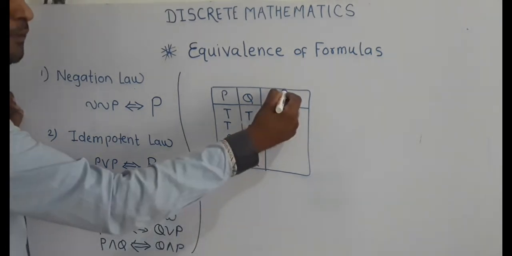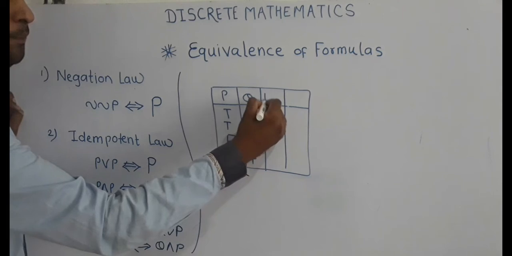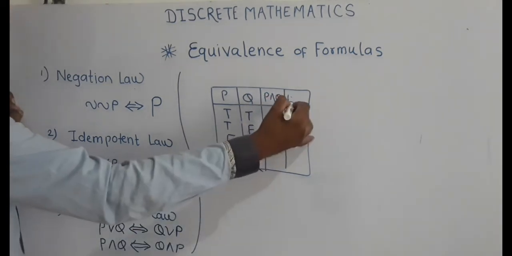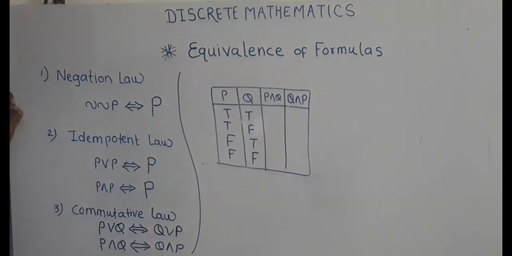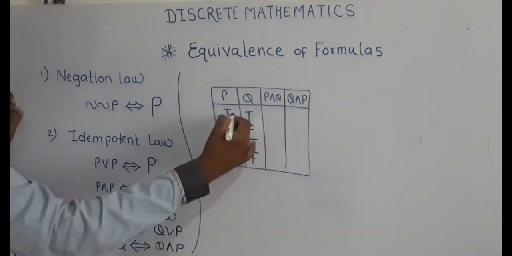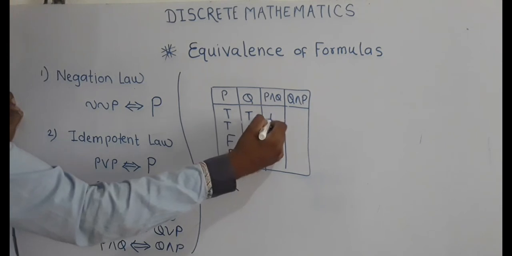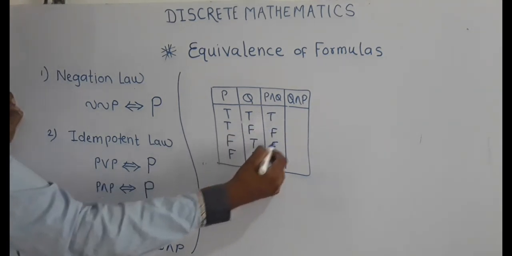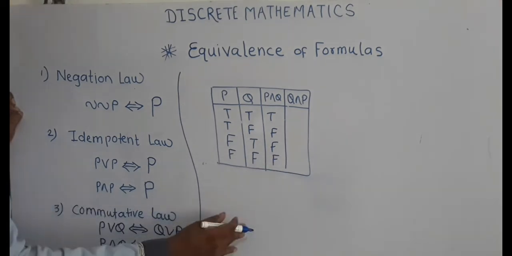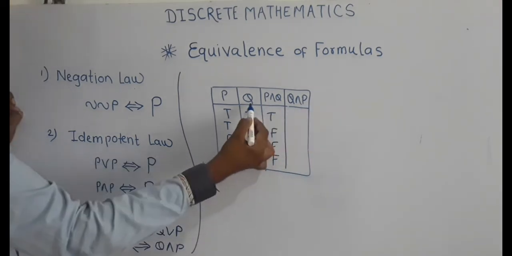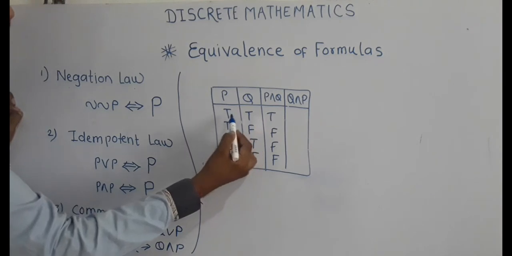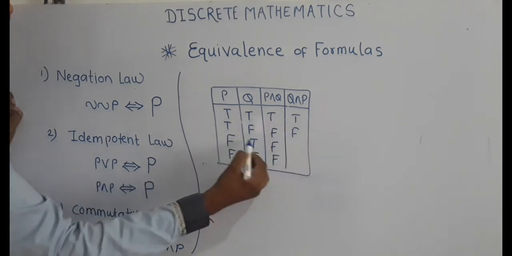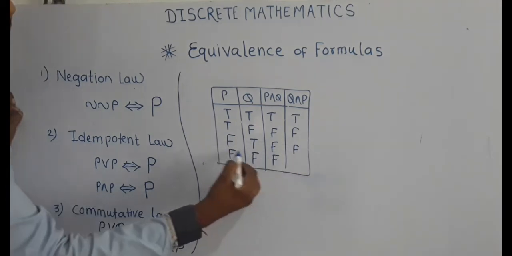Now first we will find out P and Q, second we will find out Q and P. The P and Q is T and T, T and F, F and T, and F and F. Now Q and P is T and T, F and T, T and F, and F and F.